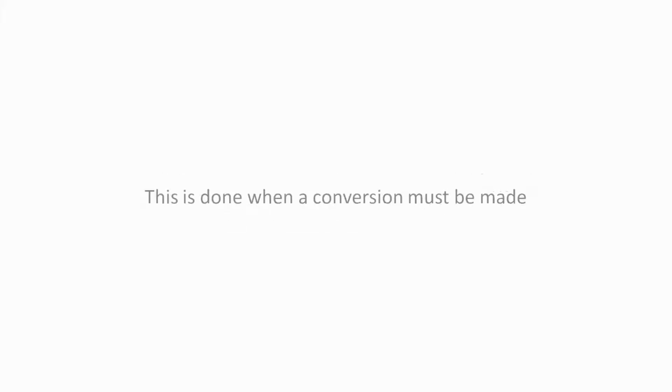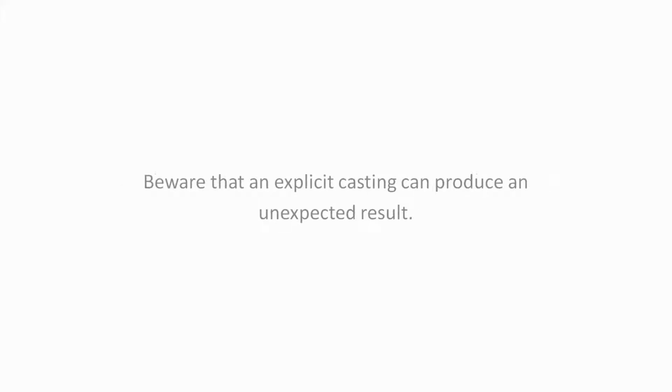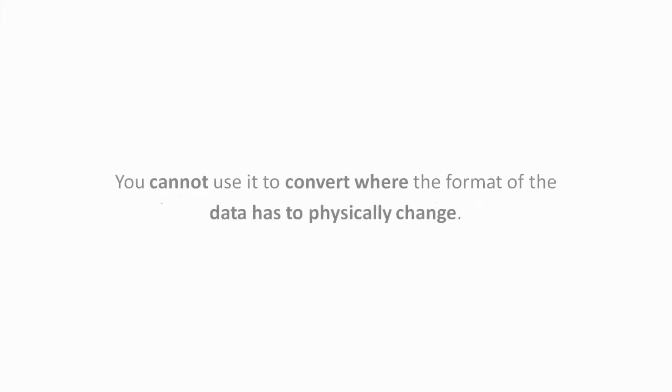Explicit conversion. Explicit conversions require you to explicitly write code to do the conversion. This is done when conversion must be made and we accept that information potentially could be lost or produce an error. Beware that an explicit casting can produce an unexpected result. This type of casting can only be performed where it makes sense, such as converting from a long to an int. You cannot use it to convert from a string to an int, where the format of the data has to physically change.